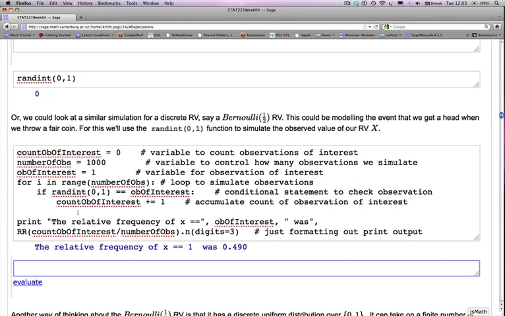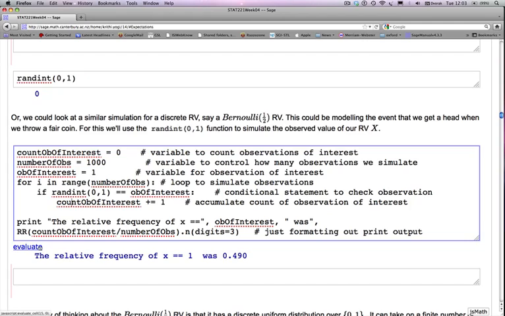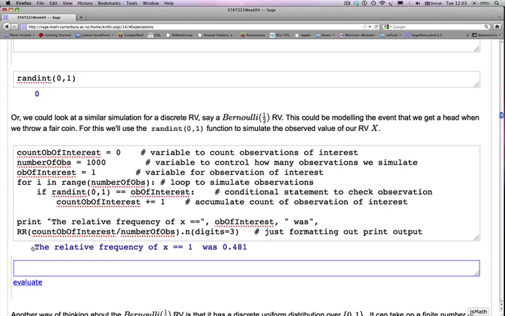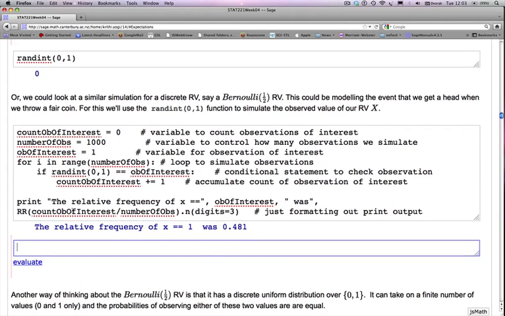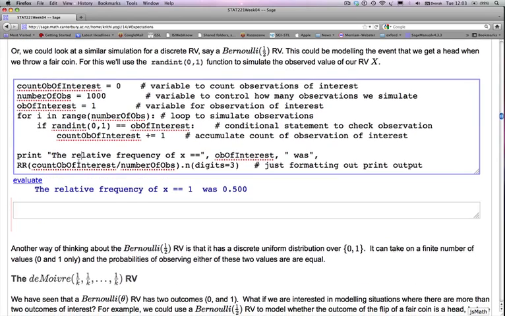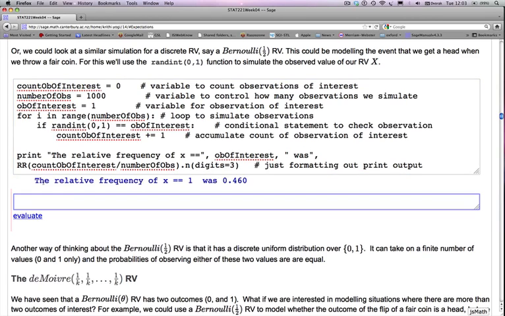0.490. That means 490 of the 1000 observations produced this Bernoulli half random variable equal to 1. Okay, so now it's 481, and this time it is exactly 500 of the 1000. And if I do it once more, I get 460 of the 1000, taking the value exactly 1.